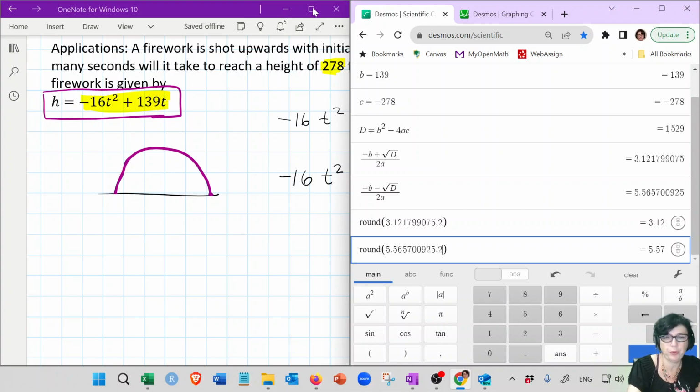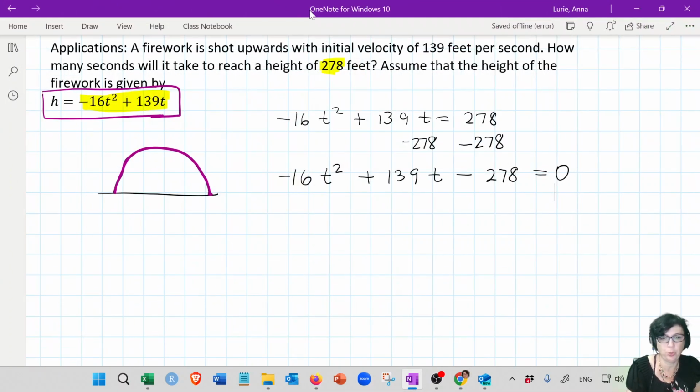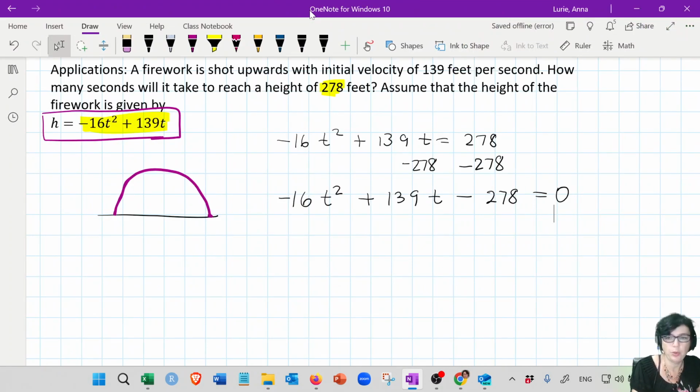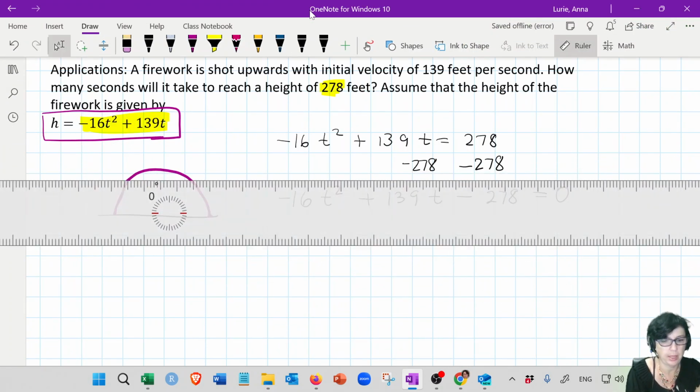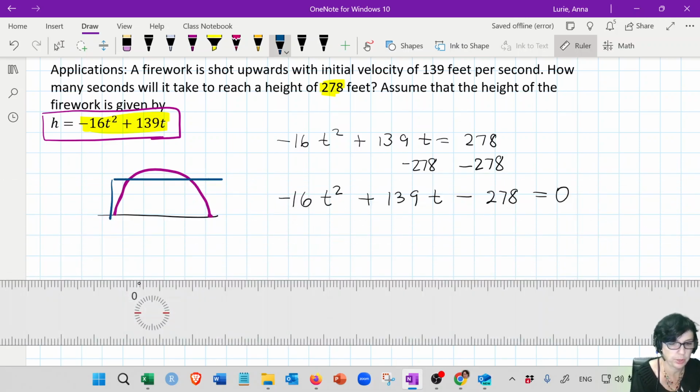Now, why do I have two solutions? Why is it going to happen at two different times? Notice that if you were to draw this height of 278, so this is the 278 height from the ground, this distance from here to here is 278. The rocket will reach this height at two different times, over here but also over here. So that makes sense: at about 3 seconds and then about 2 seconds after, it'll reach the same height, and then it's going to drop all the way to the ground.